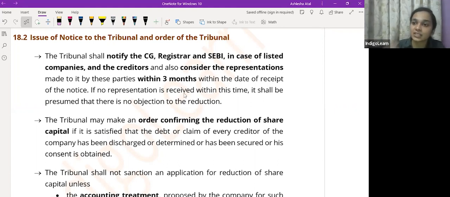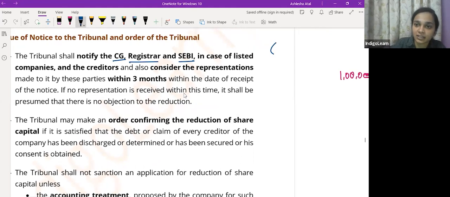So the tribunal, as soon as it receives the application from the company, will notify the central government, the registrar, and SEBI. SEBI comes in only in case of listed companies. Okay, so the tribunal will notify whom? The tribunal will notify the central government, ROC, and SEBI in case of listed companies. So SEBI will come in the case of a listed company. It will also inform the creditors of the company.